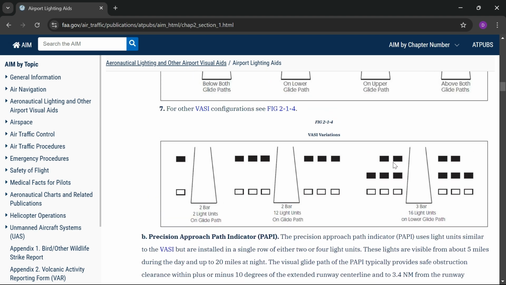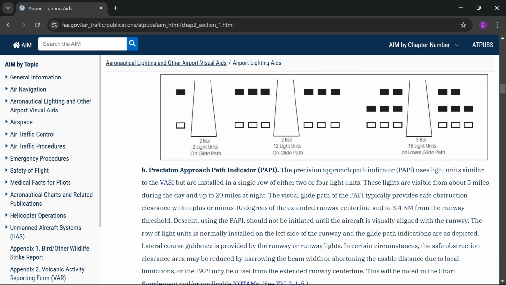Now here's an example of different VASI variations. It just depends on how many lights they want to put on there.